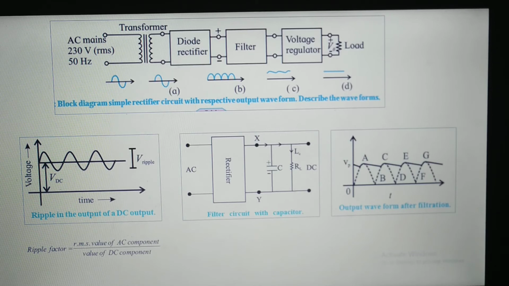Why? The reason is, first, its low cost, and it is not heavy. It is due to its light weight, and it is very easily available in the market. So considering all these factors, we use this capacitor filter in this circuit to remove that AC component from the DC output of a diode rectifier.